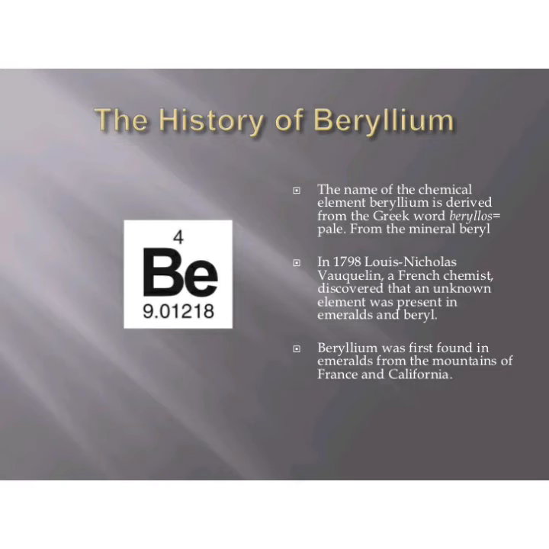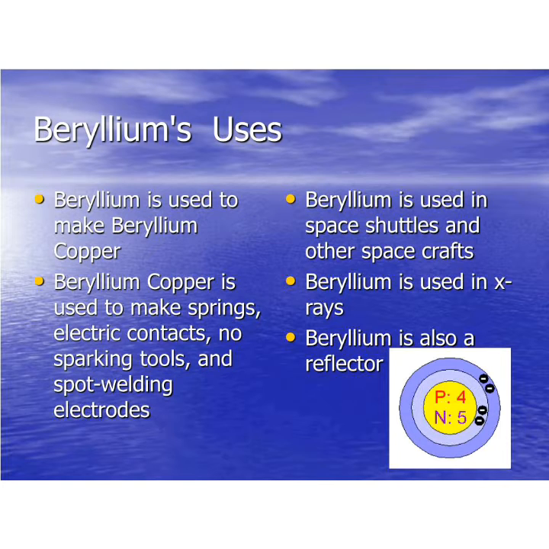History of beryllium. The name of the chemical element beryllium is derived from the Greek word beryllos, meaning pale, from the mineral beryl. In 1798, Louis Nicolas Vauquelin, a French chemist, discovered that an unknown element was present in emerald and beryl. Beryllium was first found in emerald from the mountains of France and California. First isolation of beryllium by Friedrich Wöhler and Antoine Bussy in 1828.